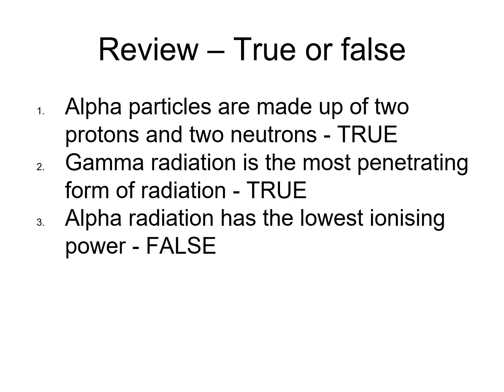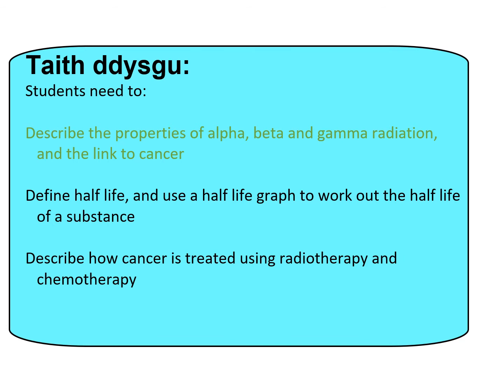So number 1 and 2 are true. Number 3 is false. Alpha radiation has the strongest ionizing power, followed by beta and then gamma. So we've looked at the properties of alpha, beta and gamma radiation, and we've thought about the link to cancer. Ionizing radiation can damage our DNA and therefore cause cancer.